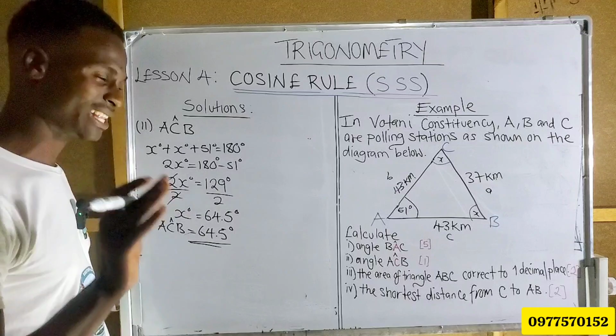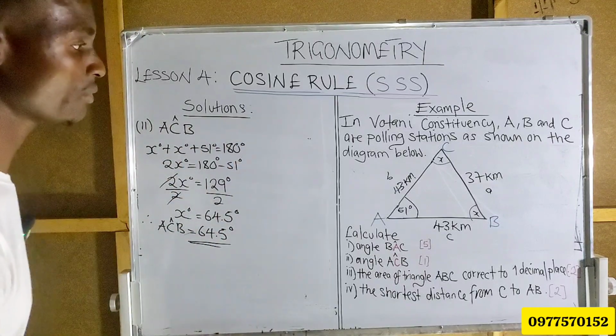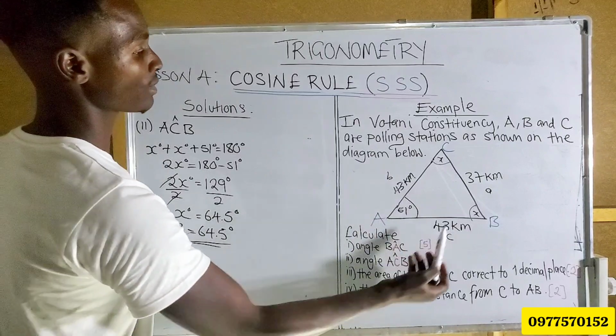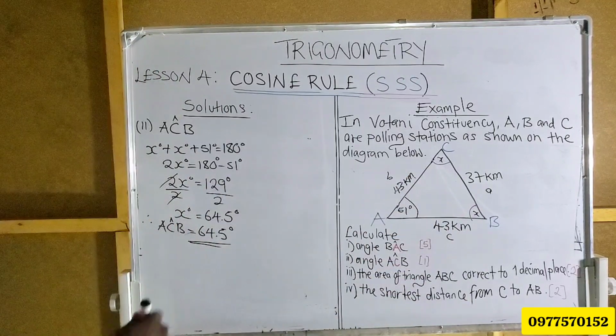You need to understand just one thing: isosceles triangle or an equilateral triangle. An equilateral triangle has all the sides the same and the angles the same, which is just 60. 60 times 3 is 180.